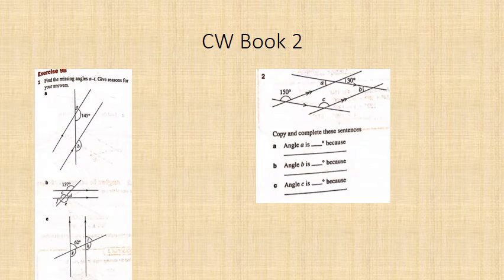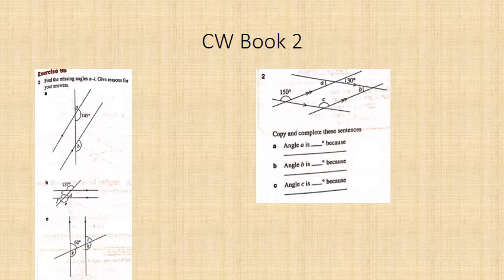It's going to be book 2, exercise 9b, question 1 and 2. So solve it and then get back to me. Here you are asked to find the missing angles A to I, and give reasons for your answers.